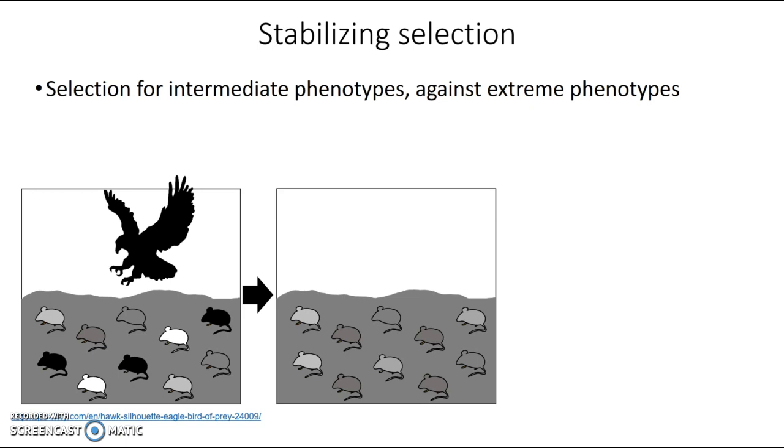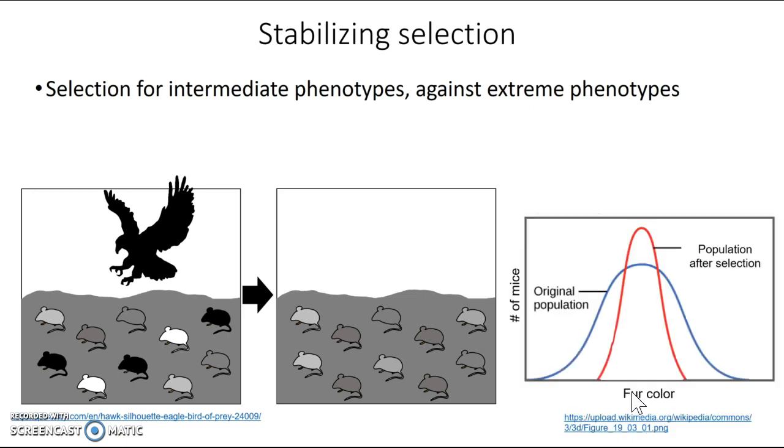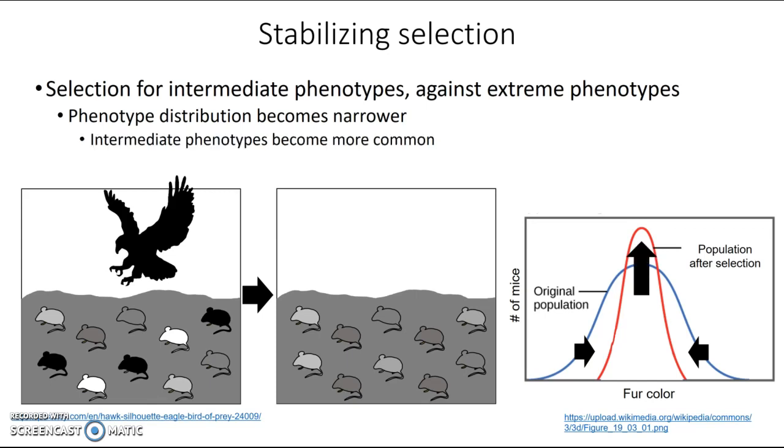Those mice didn't survive. So if we graph this out with fur color on the x-axis and the number of mice with each fur color on the y-axis, if our original population had this kind of bell-shaped distribution, at the end of the time that we were watching the mice, we might see something more like this, where the intermediate is doing better. So the phenotype distribution becomes narrower, fewer individuals with the extremes, and then the intermediate phenotypes become more common.